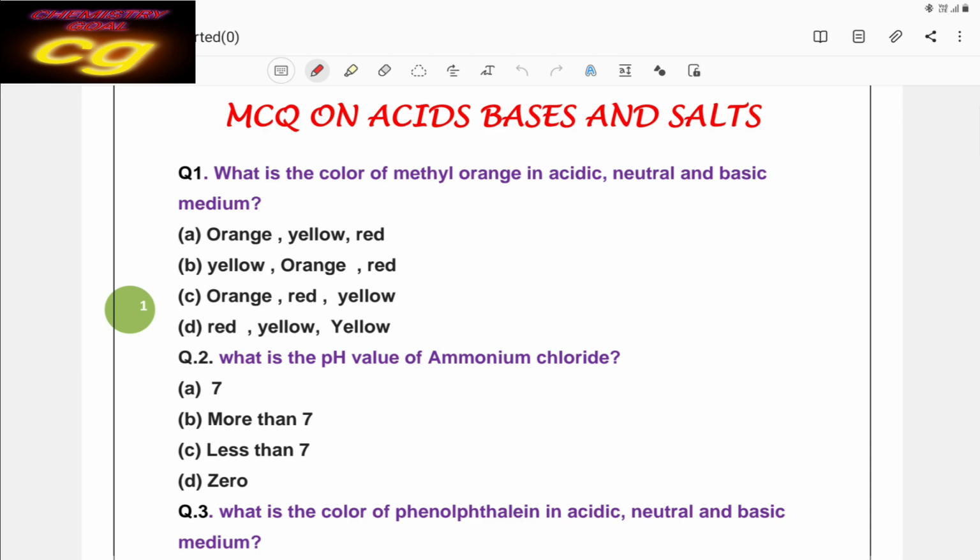The first question: what is the color of methyl orange in acidic, neutral and basic medium? We know methyl orange is red in acidic medium, and it is yellow in neutral medium and also yellow in basic medium. So the answer is D, red in acidic medium and yellow in neutral and basic medium.